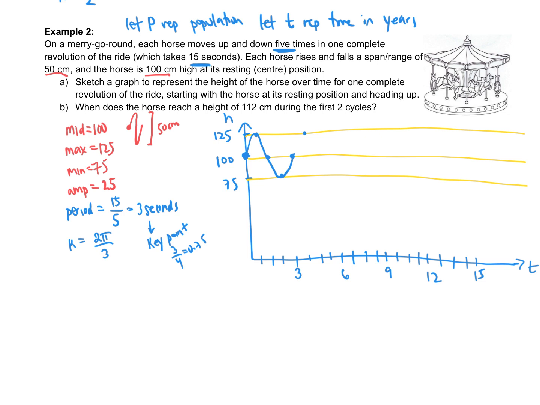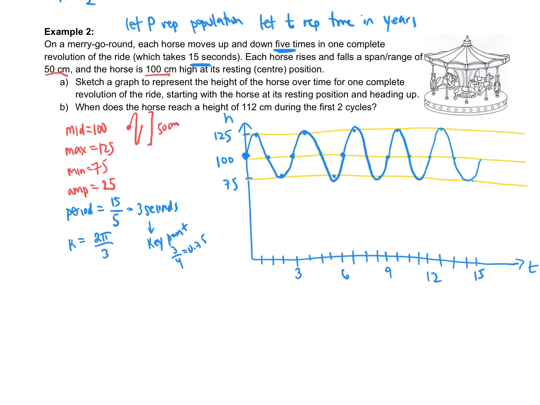And now I continue. At 6, we've done the second. At 9, we've done the third. At 12, the fourth and last one. At 15, we've completed the 5th up and down of the horse.